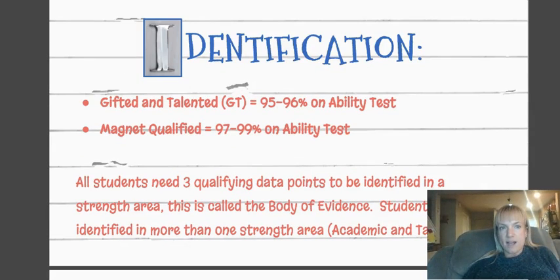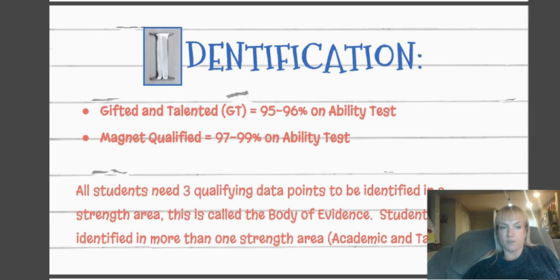95th percentile or higher is typically what we're looking at on an ability test like the NNAT or the COGAT. And if they're at the 97th to 99th percentile, remember that makes them magnet qualified. Whether they're magnet qualified or not, they need 3 qualifying data points in order to be identified in a particular strength area. And they can also have more than one strength area, but they need at least 3 qualifying data points. So let's look at those for a few moments.